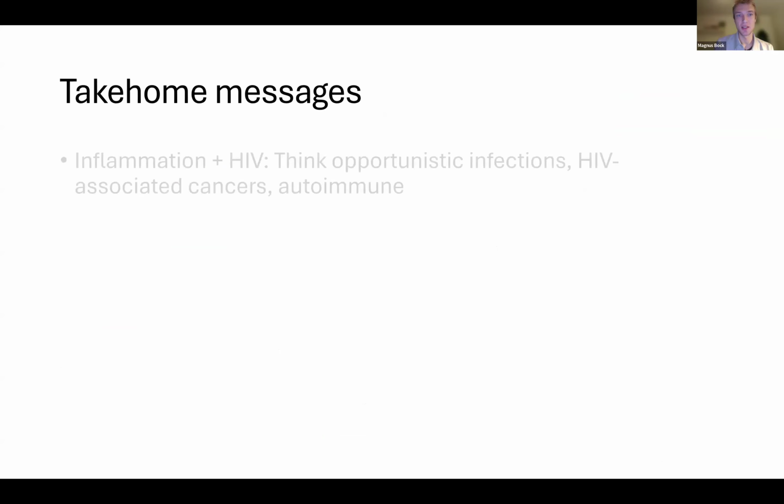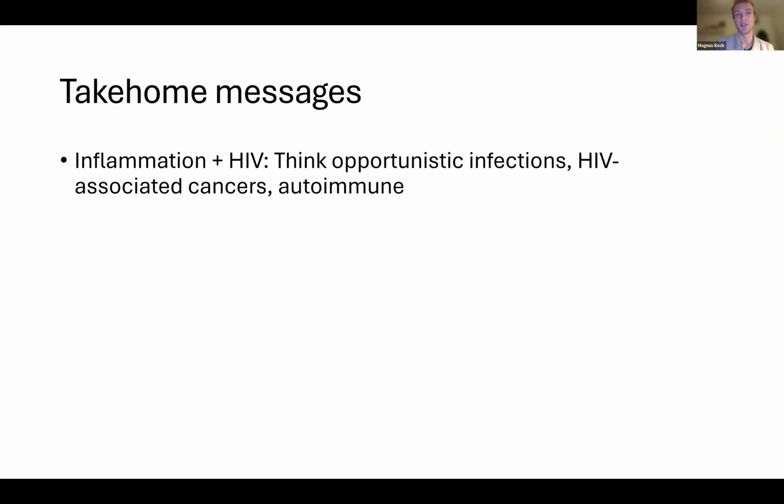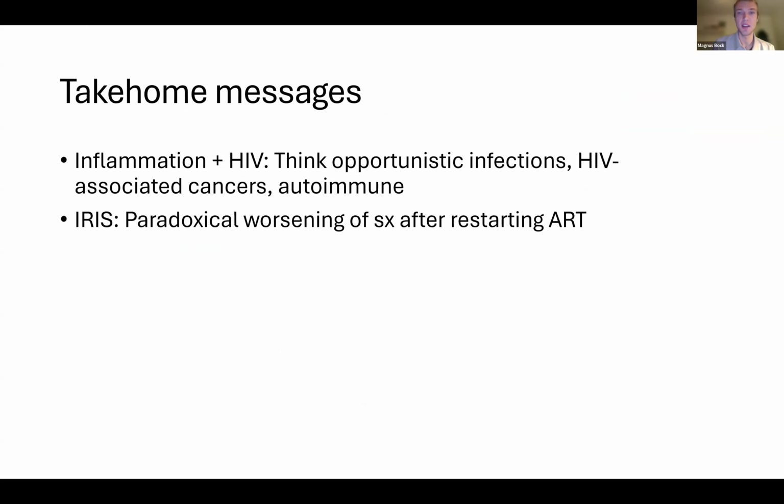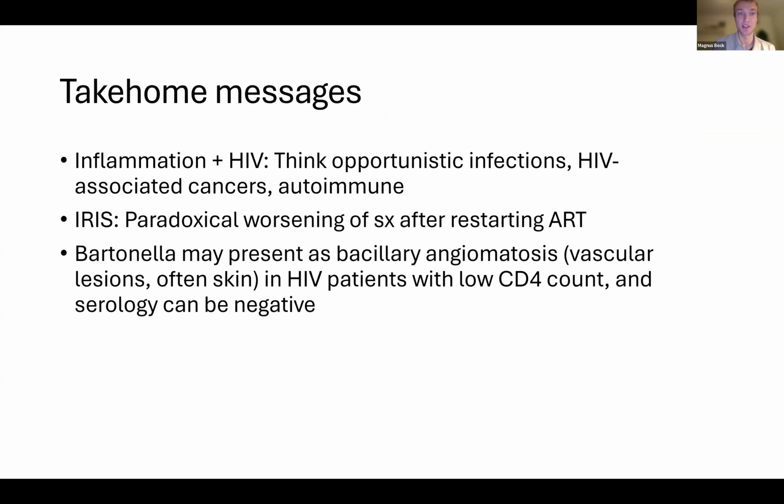And finally, the take-home messages. So if you have an HIV positive patient that presents with inflammatory symptoms, think of opportunistic infections, HIV-associated cancers, and autoimmune diseases. If they recently restarted ART, think of IRIS, so paradoxical worsening of symptoms. And Bartonella infections may present as a bacillary angiomatosis, which are the vascular lesions, and serology can be negative in these patients.